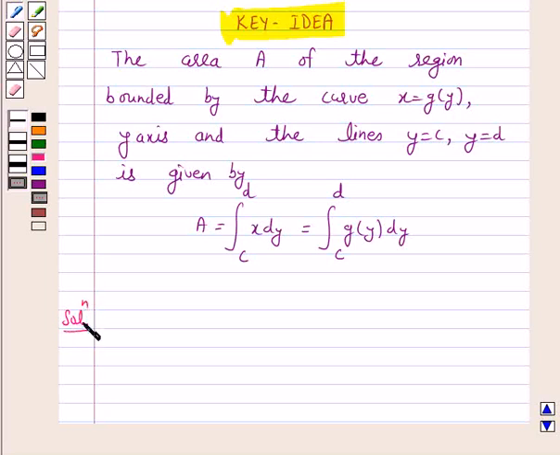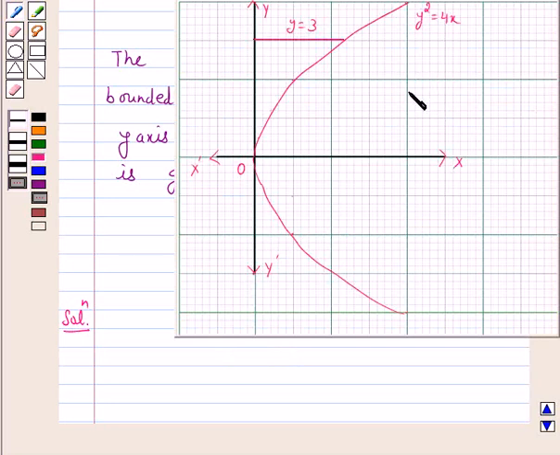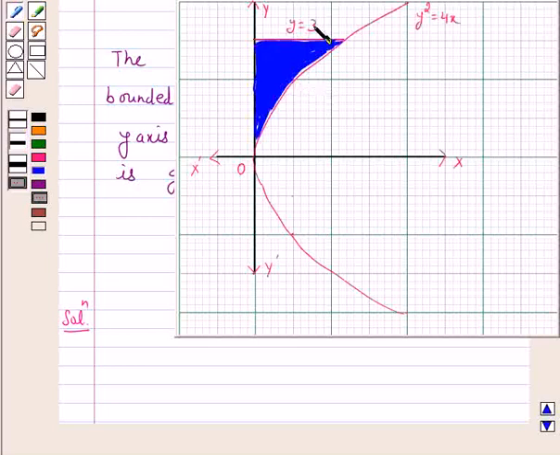Now, first of all, we will draw the graph of the region bounded by the curve y square is equal to 4x, y axis and the line y is equal to 3. Now, y square is equal to 4x is a parabola with vertex at the origin and symmetrical about x-axis and y is equal to 3 is a line parallel to x-axis. So, we have to find the area of this shaded region.